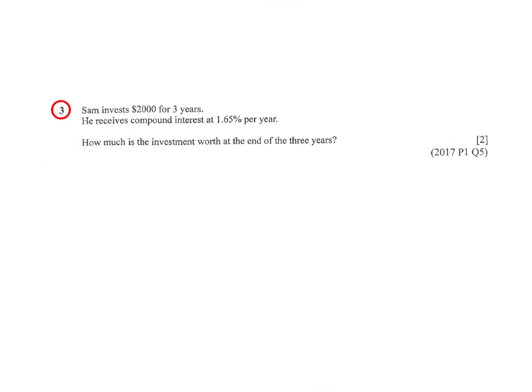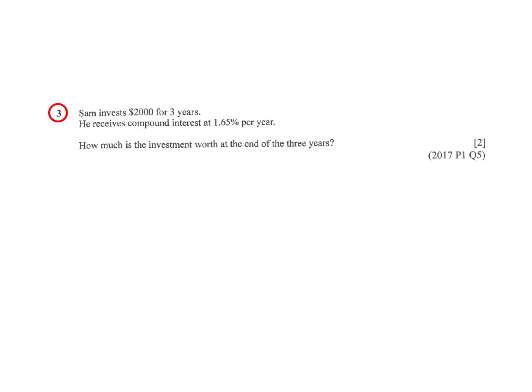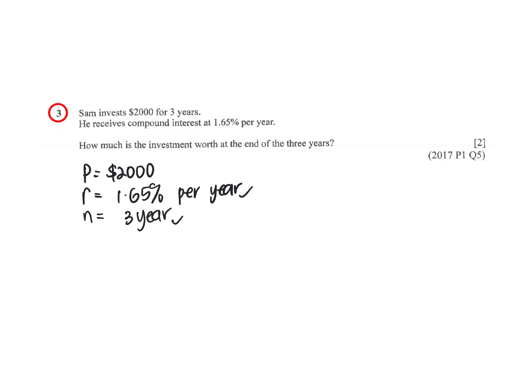Next question, question number 3. This is on compound interest. Sam invests 2,000 for 3 years, so our P is $2,000, at an interest rate of 1.65% per year. Now the question says compound interest. They did not mention compounded monthly or otherwise, so we'll assume it's compounded yearly. The time period is 3 years. We check that everything is compounded yearly and everything is in years, so nothing to change. So this one is correct.